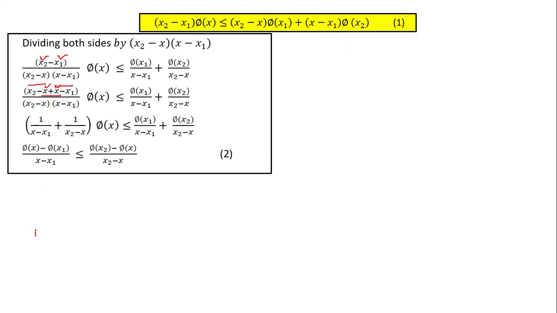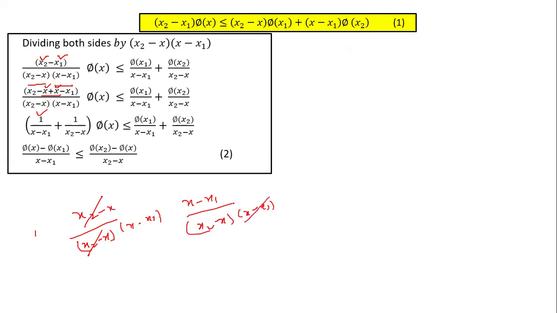And when you consider it separately, x2 minus x upon x2 minus x minus x1, what will you be left with? These will be cancelled out. You will be left with 1 by x minus x1. And similarly, when you consider x minus x1 separately, this term will be cancelled out, so you will be left with 1 by x2 minus x. So this is the trick basically.